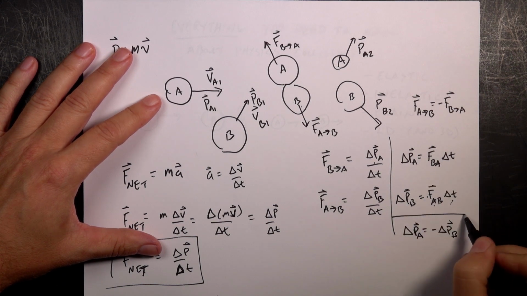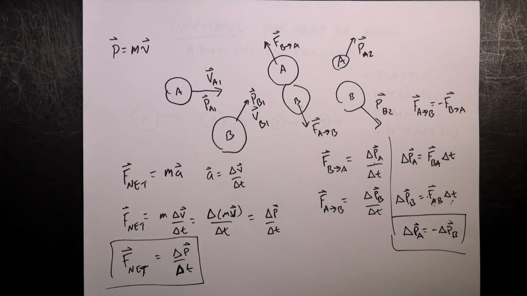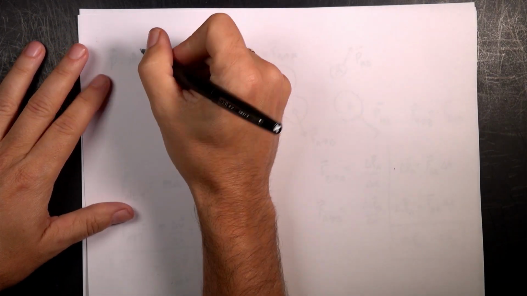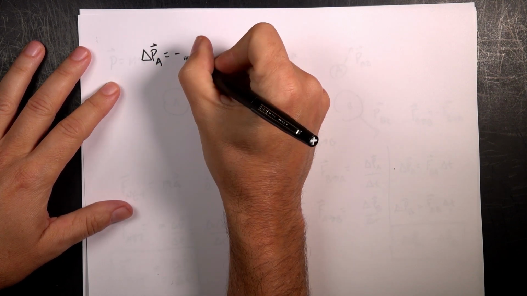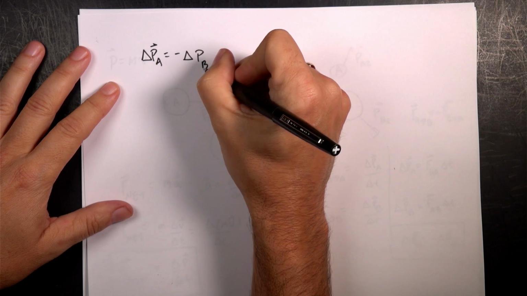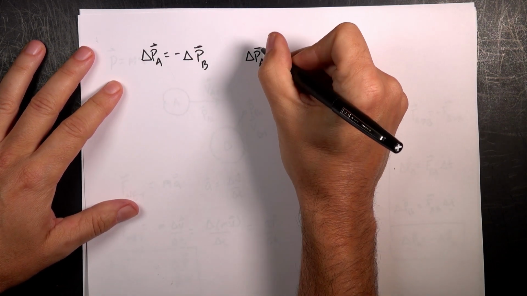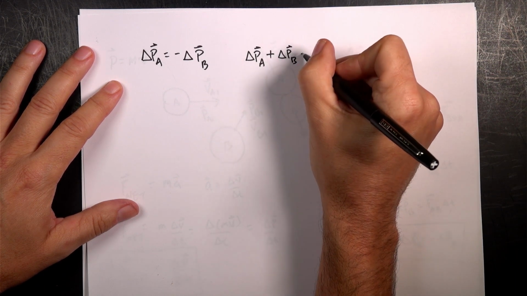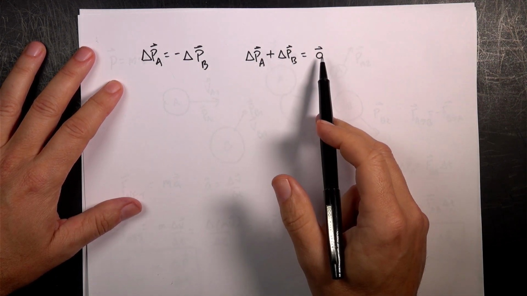And that's our conservation of momentum. It doesn't look like conservation of momentum. That's fine, I get that. We can rewrite that if you'd like. Let's write it in terms of this. So I said delta PA equals negative delta PB. If I add that to both sides, I get delta PA plus delta PB equals 0 vector. And that is a vector because you can't have a scalar on the other side.